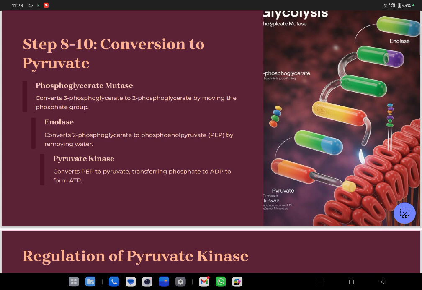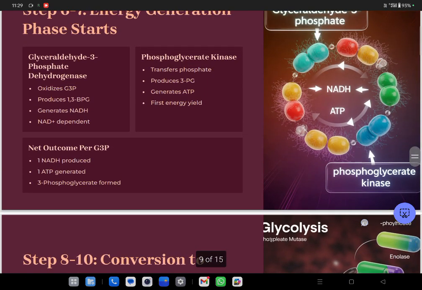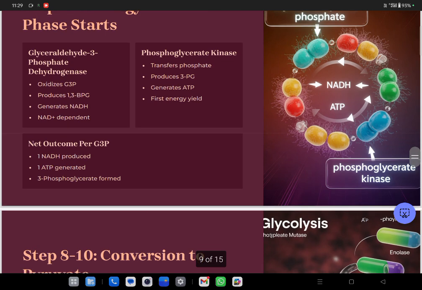And pyruvate kinase converts PEP to pyruvate. So phosphoenolpyruvate has got one phosphate. That phosphate is also removed and it is used to make ATP from another molecule of ADP. Since there were always two molecules present, as 2 glyceraldehyde 3 phosphate had entered, so this is also multiplied by 2. So you have 2 ATPs formed in this step, and 2 ATPs formed in the previous phosphoglycerate kinase step. So 2 plus 2, 4.